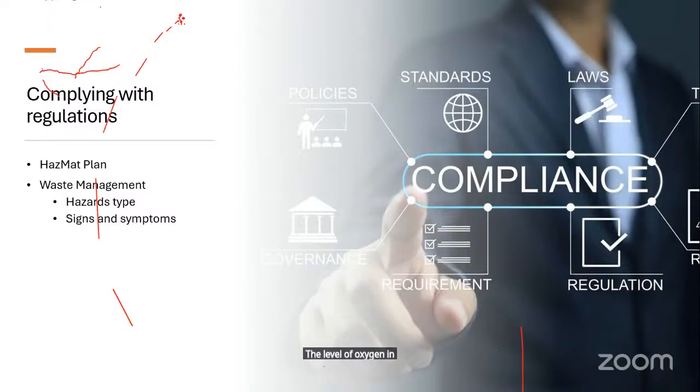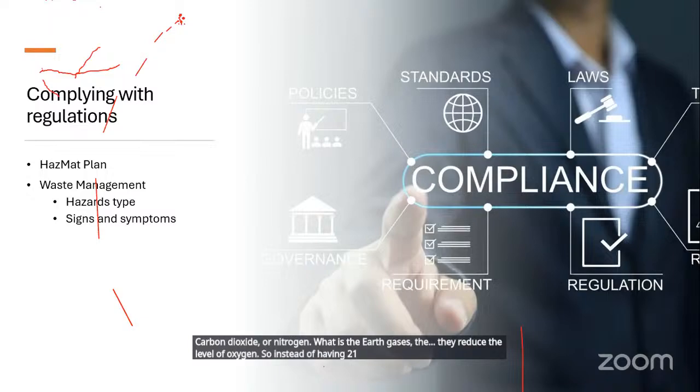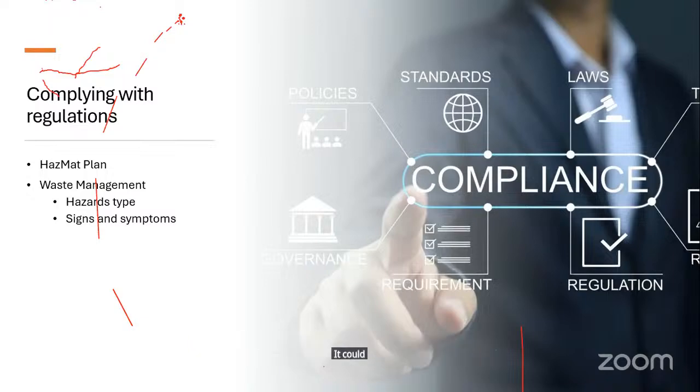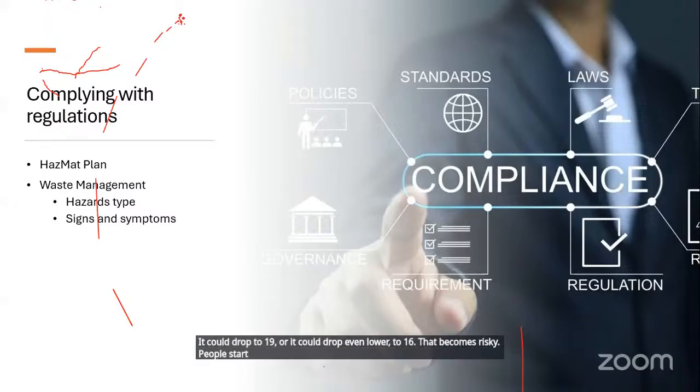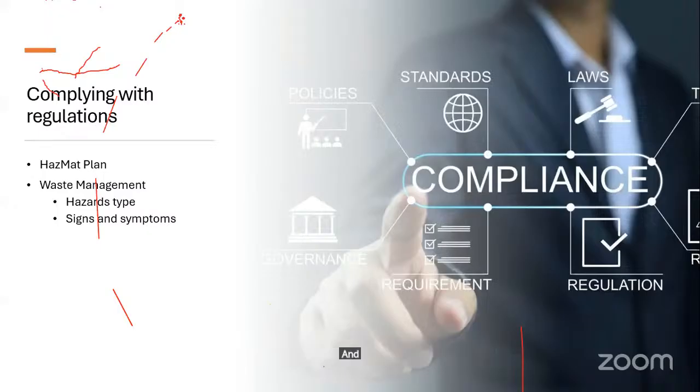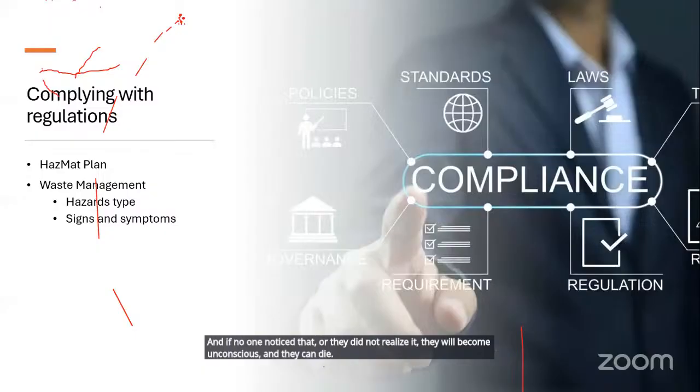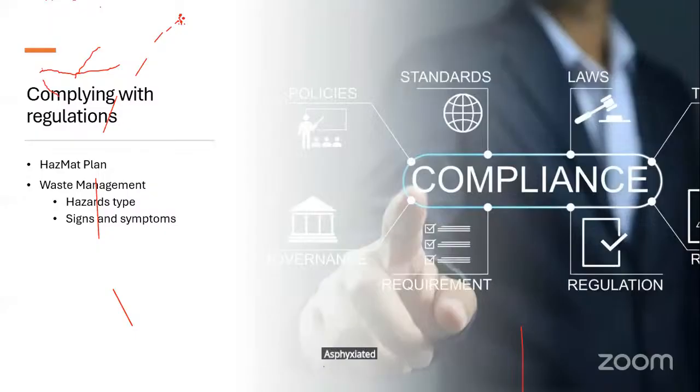So if you have a leak of carbon dioxide, nitrogen, or the inert gases, they reduce the level of oxygen. Instead of having 21% oxygen in the room, it could drop to 19, or even lower to 16. That becomes risky. People start to fall asleep, and if no one notices or realizes it, they will become unconscious and they can die, asphyxiated, from the lack of oxygen.